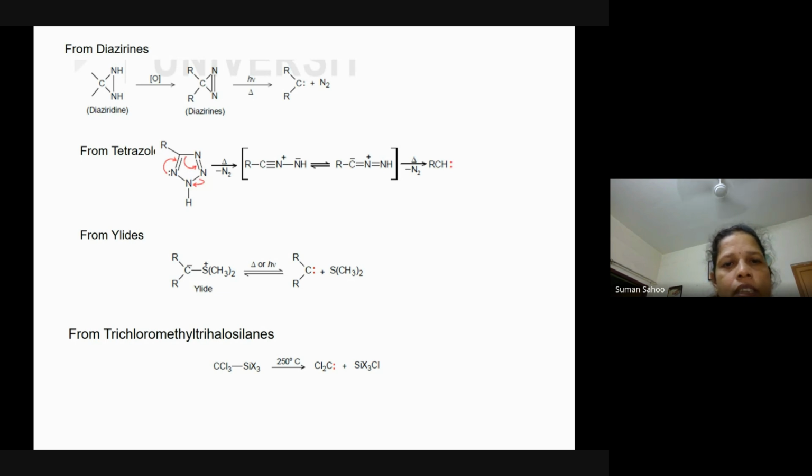There are so many methods. One is tetrazole. It is a ring compound. Only one atom is carbon; the other four are nitrogen. This undergoes bond breaking in a concerted manner to give this compound, which again gets rearranged to release another molecule of nitrogen to give the carbene. And from ylides also you get carbenes, because this group is easily removed to give dimethyl sulfide, and you get the carbene.